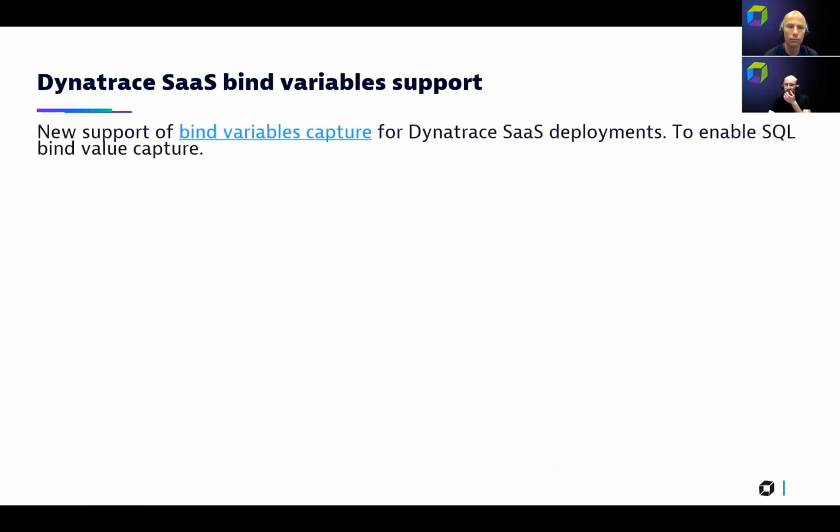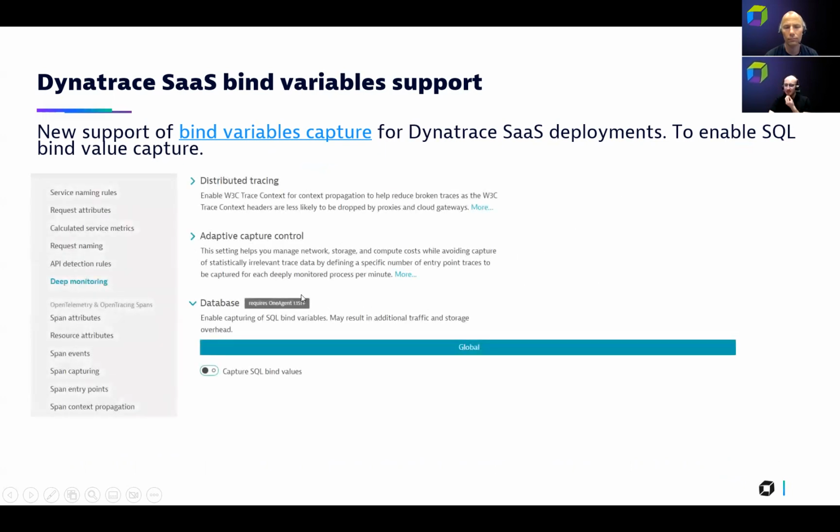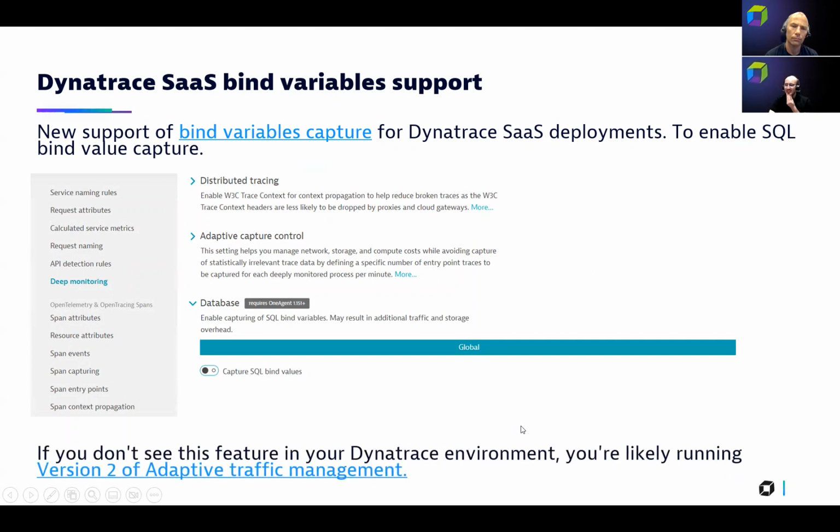And last but not least, as always, we have the new support of bind variables capture for SaaS deployments as well. This is also really important. You can enable your SQL bind variable capture, and here is the way you can do it under the monitoring settings database section. If you don't see this feature, it means that you are running version 2 adaptive traffic management.